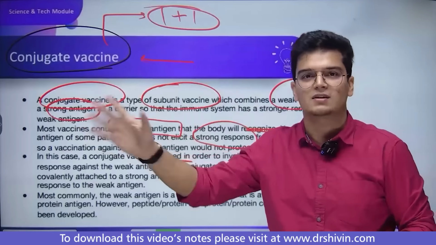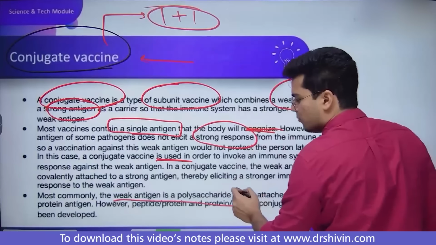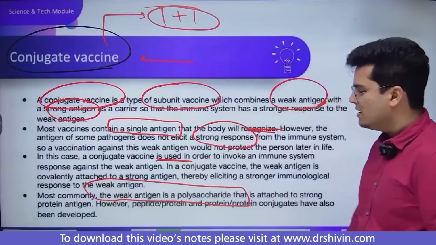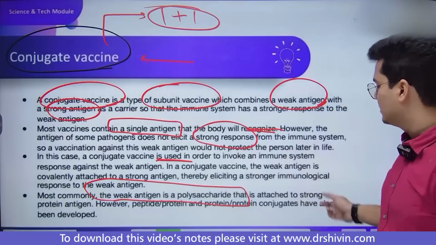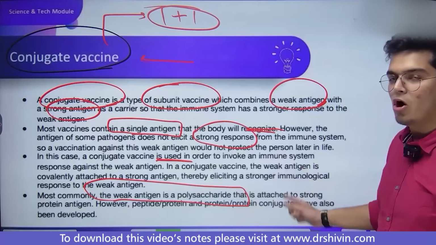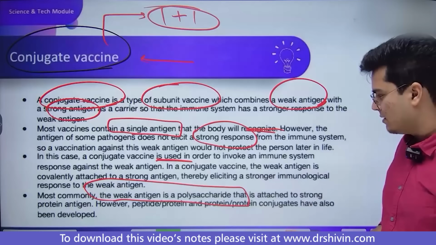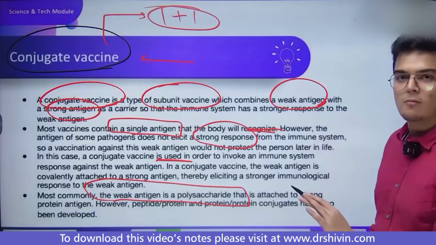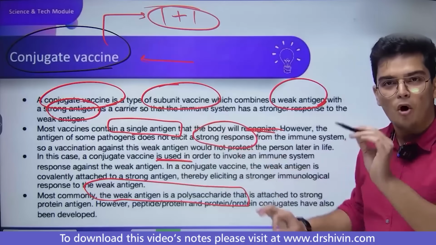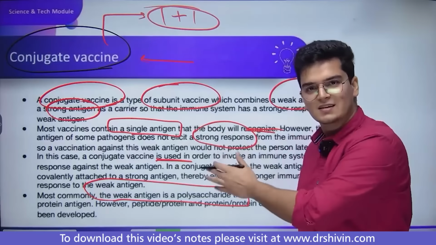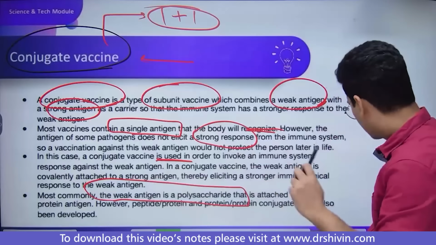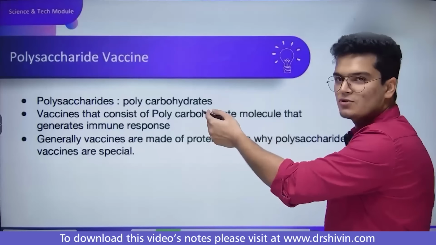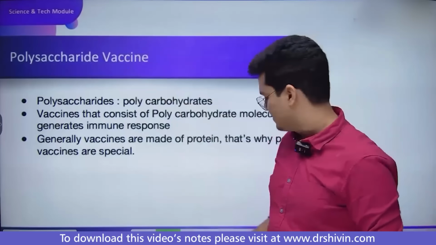Now this line is important here. Most commonly, the weak antigen is a polysaccharide, attached to a strong protein antigen. What a polysaccharide is, I'll just tell you. Most commonly, the weak antigen is a polysaccharide that is attached to the strong protein antigen. Now, I was going to tell you because the next thing is this only.